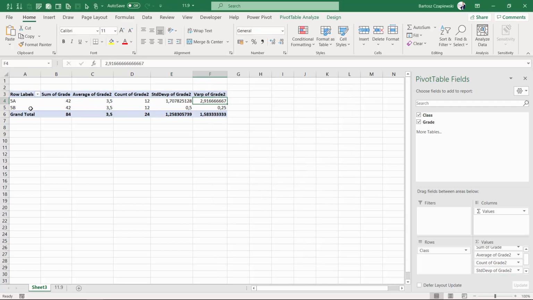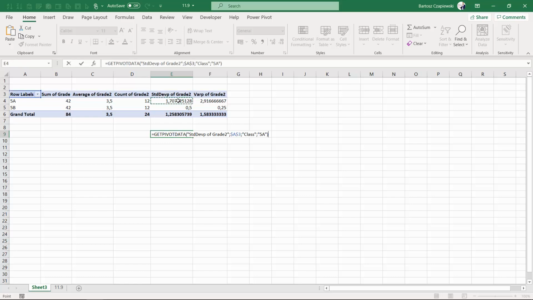And as you can see, the second class, 5B, has a much lower standard deviation and also variance. How do you interpret the standard deviation? You could read it as the average for the class 5A accounts for 3.5, and within the range of plus or minus 1.7, there is 66% together of the population. And variance is just squared standard deviation.